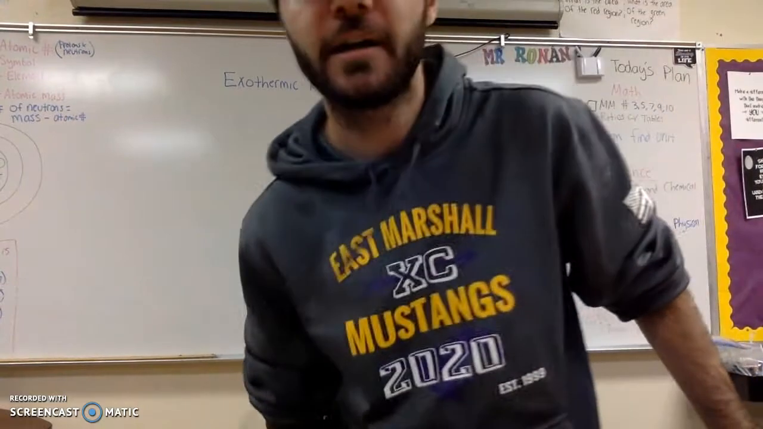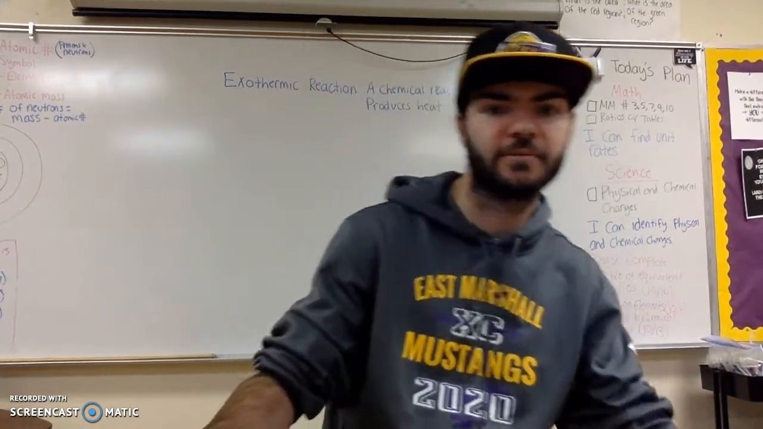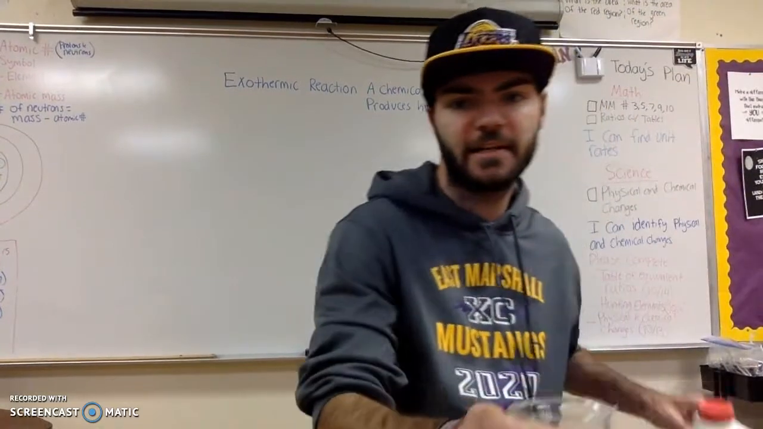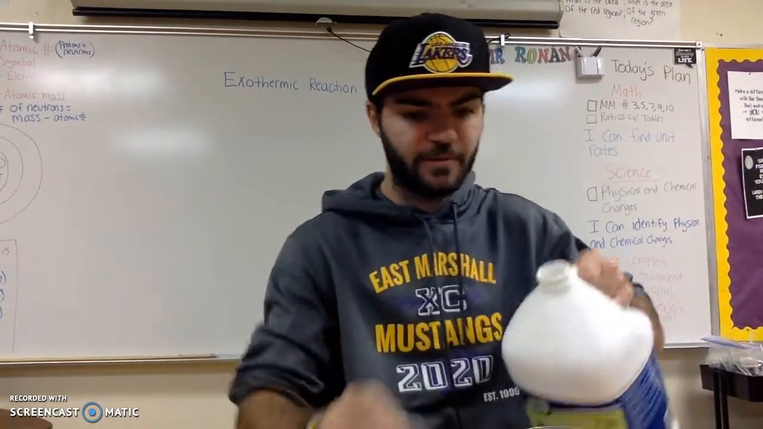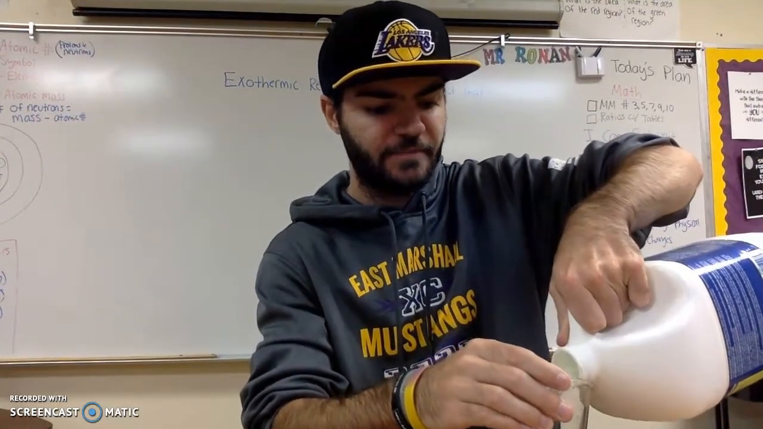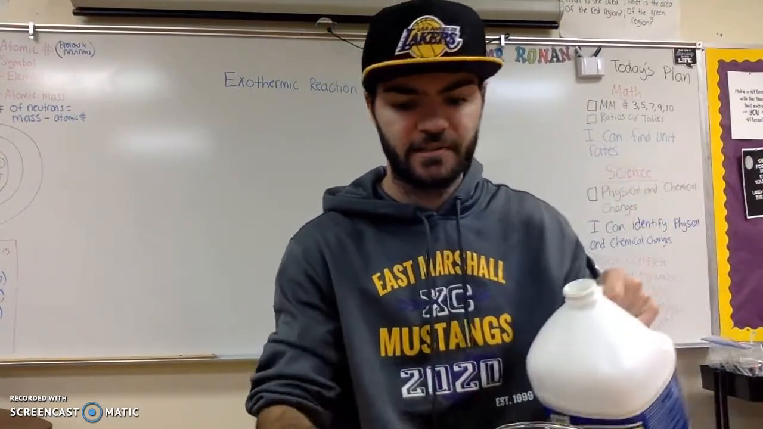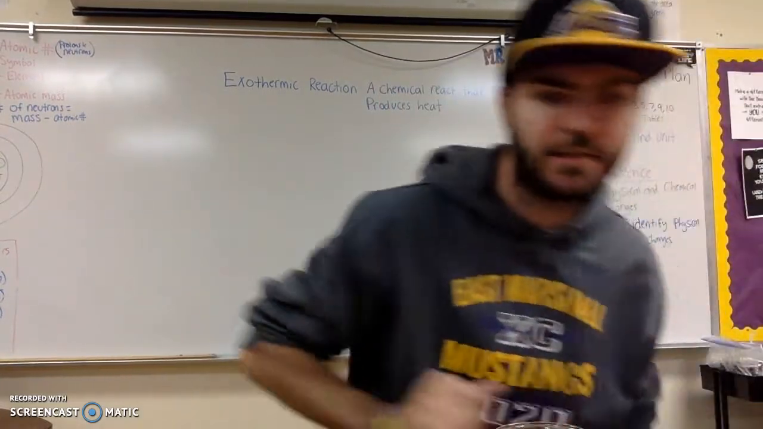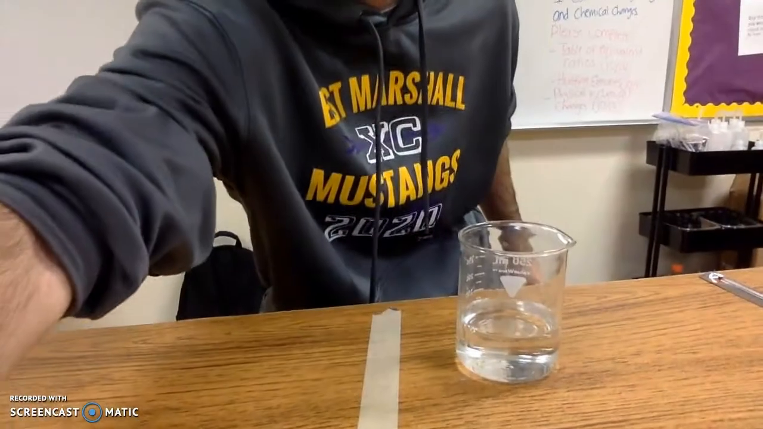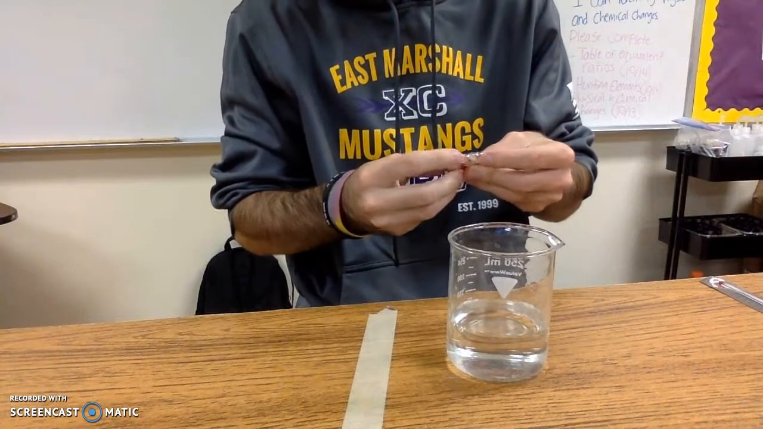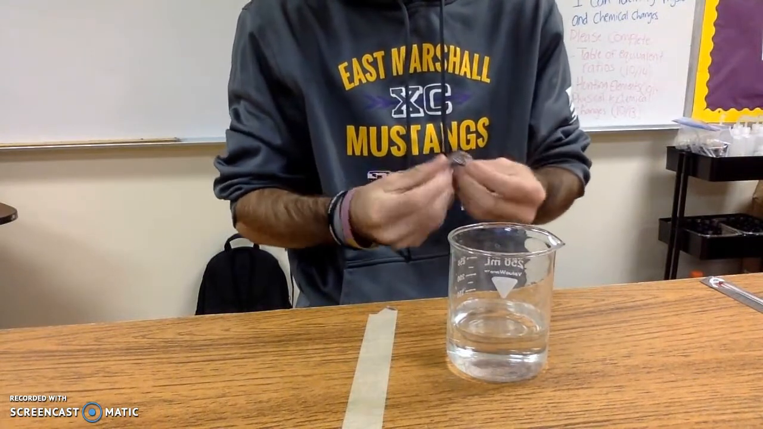The example that I'm going to give you guys here, real quick, is going to involve hydrochloric acid again. I'm going to pour some into a beaker. It's got to be glass. And into this beaker, I'm also going to throw in some aluminum.